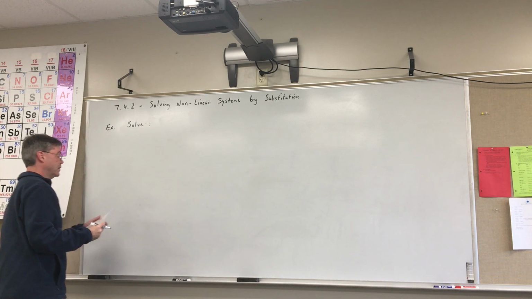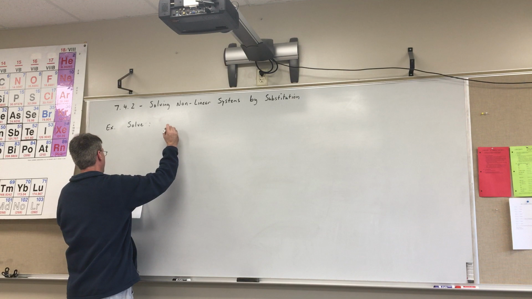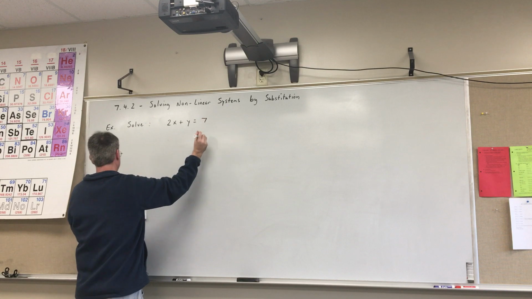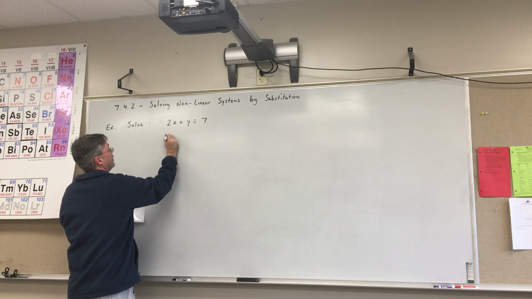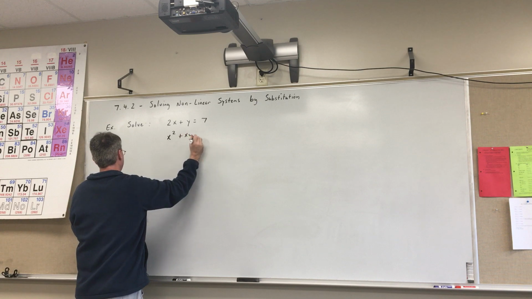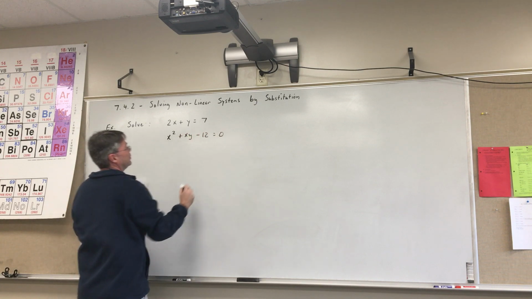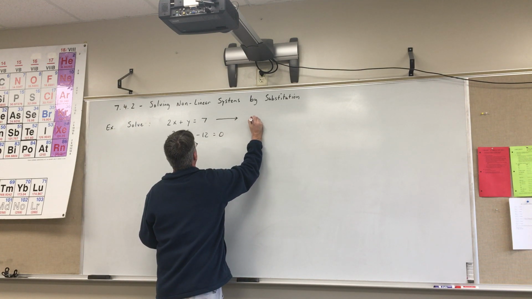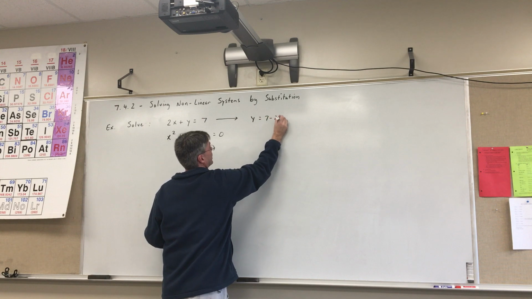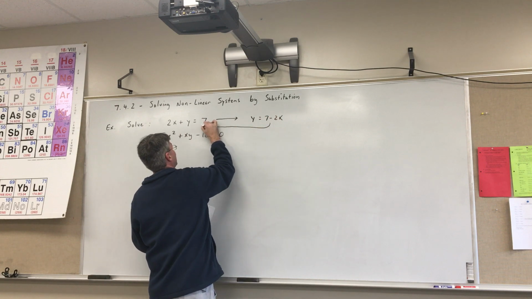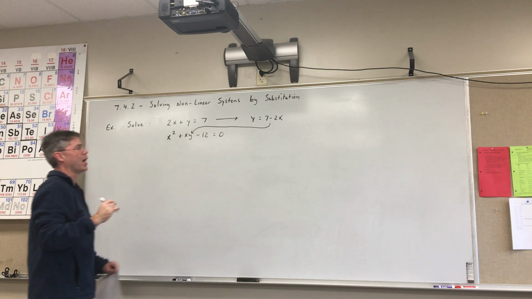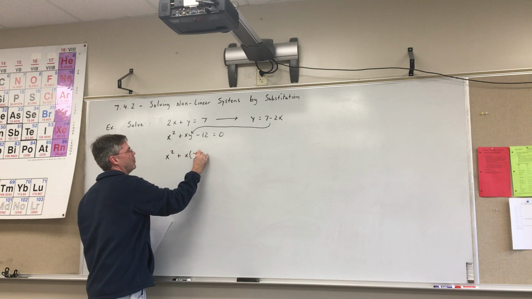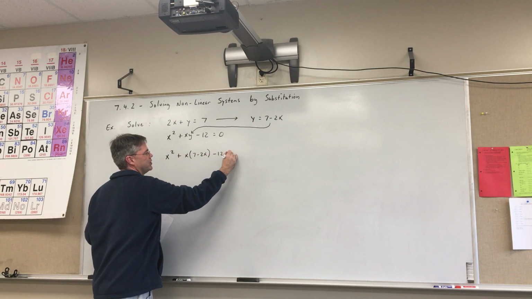All right, our last example for 7.4, we have 2x plus y is equal to 7, and x squared plus xy minus 12 is equal to 0. So let's rewrite that top equation solving for y. Y is equal to 7 minus 2x. And then I will substitute that expression in for y. So we've got x squared plus x times 7 minus 2x minus 12 is equal to 0.